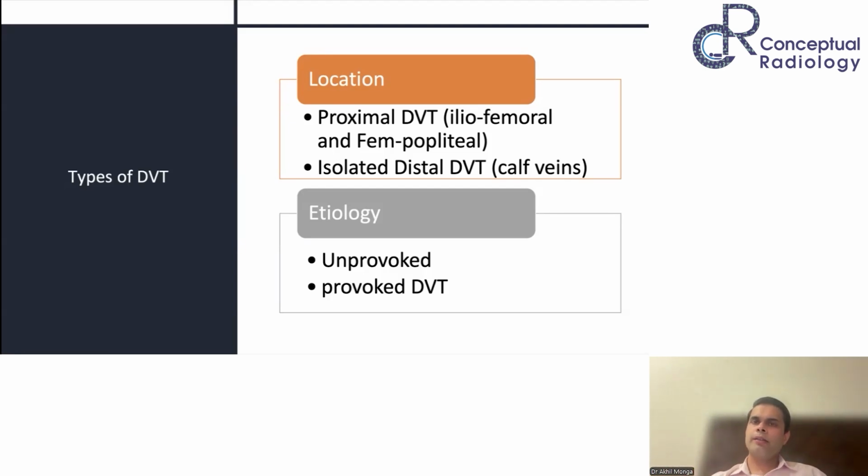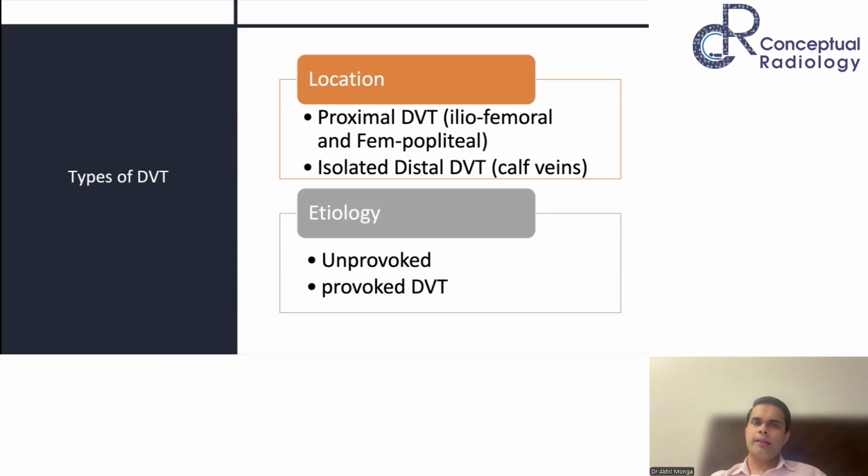Also, the collaterals as you go up become difficult, and later on, if the initial DVT is not nicely treated, with significant anticoagulation, or if required, thrombectomy is not done, the chances of post-thrombotic syndrome, which we'll discuss later, or chronic DVT, which is symptomatic, are much more in proximal DVT as compared to isolated distal DVT.